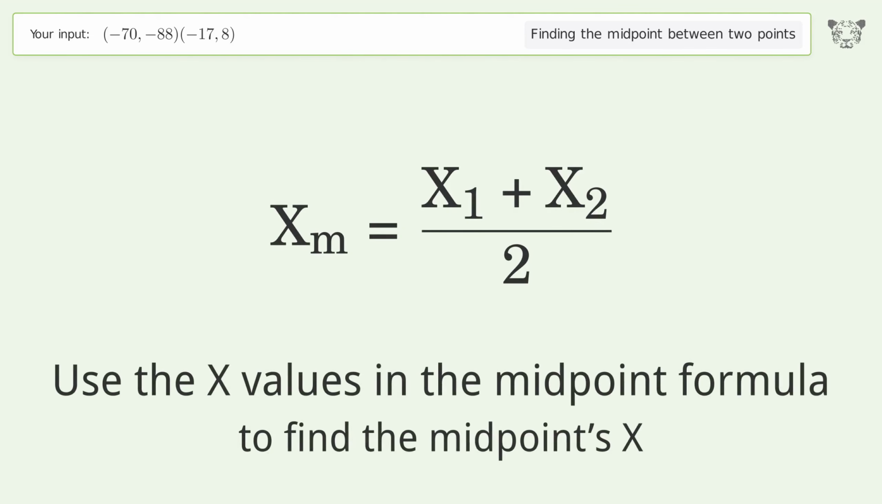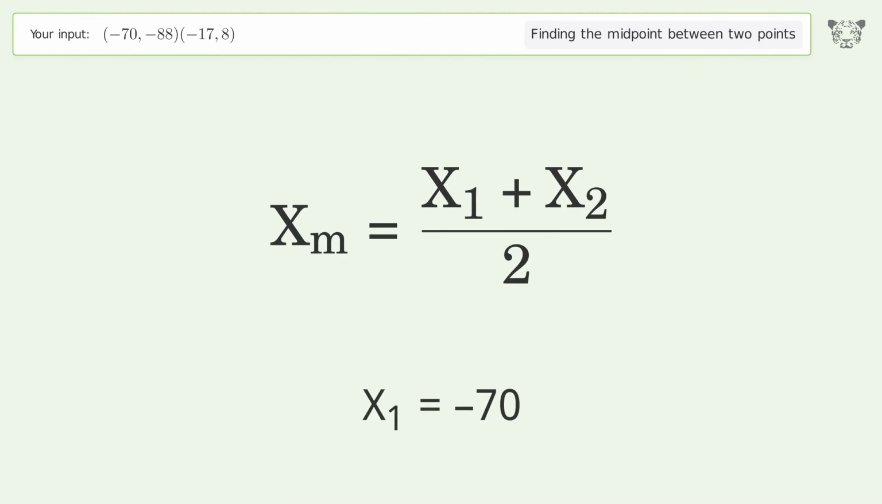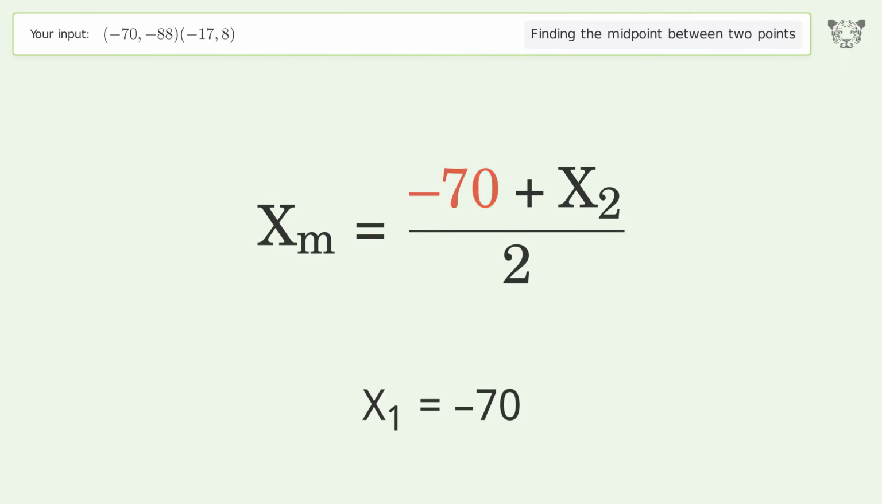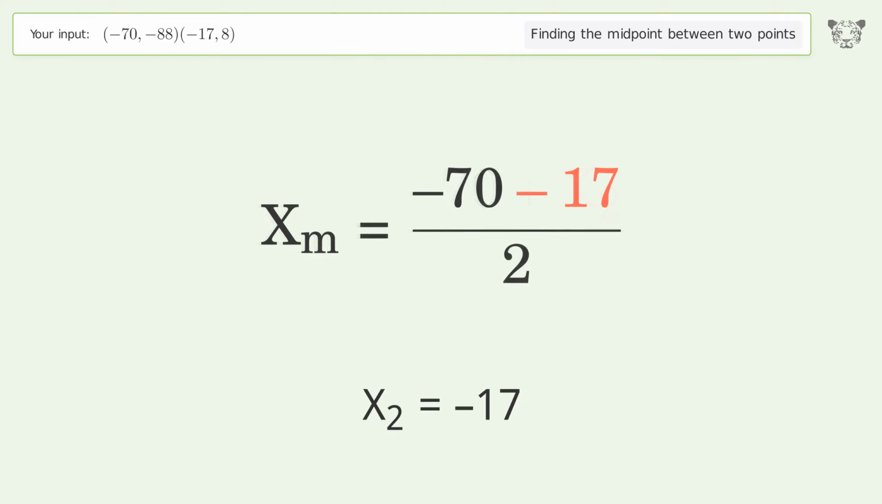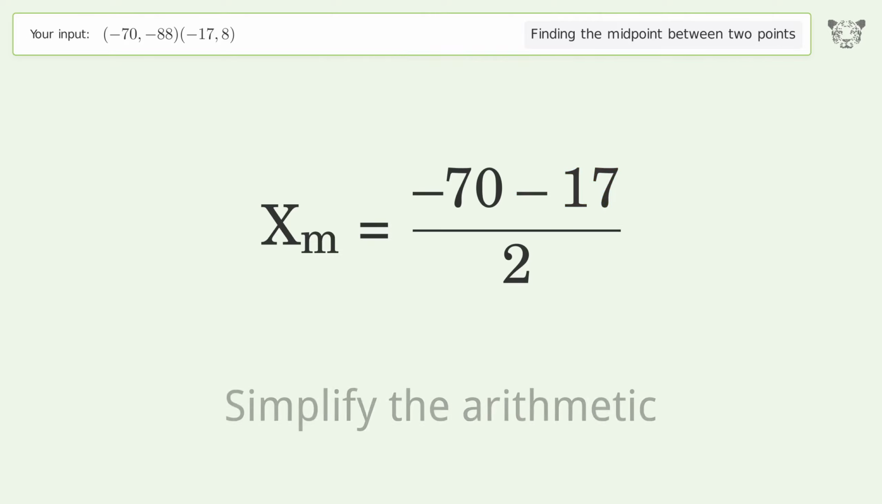Use the x values in the midpoint formula to find the midpoint's x. x1 equals negative 70. x2 equals negative 17. Simplify the arithmetic.